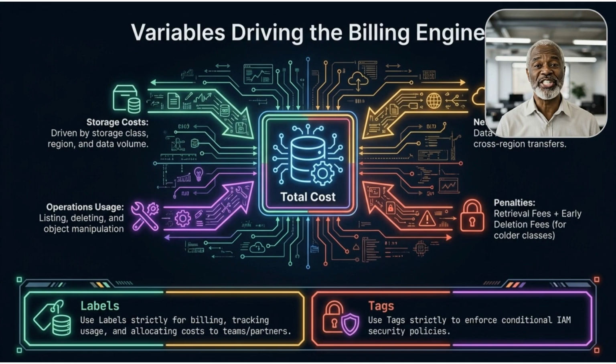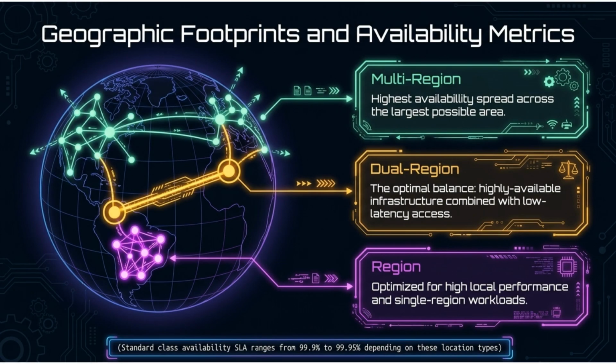The billing engine calculates total cost based on storage costs, operations usage, network usage, and penalties, like retrieval and early deletion fees. Labels and tags are used for tracking and enforcing security policies. GCS offers 3 geographic footprints: multi-region for highest availability spread, dual region for an optimal balance of high availability and low latency access, and region for high local performance and single region workloads.